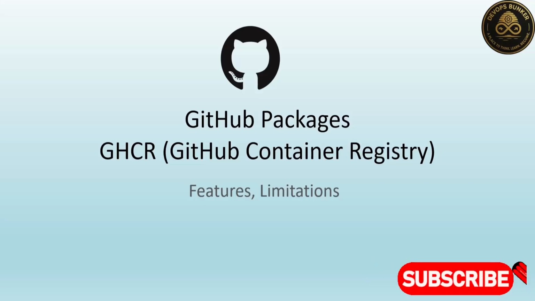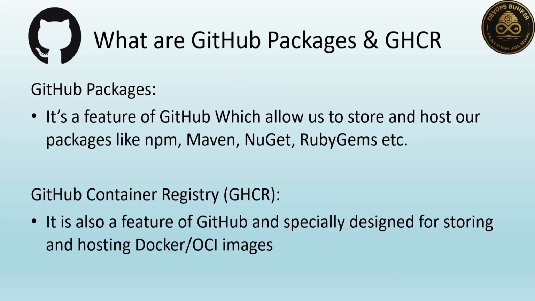So let's start. In this video we are going to learn about GitHub Packages and GitHub Container Registry and their features and limitations. So what is GitHub Packages? It's a feature of GitHub which allows us to store and host our packages like npm, Maven, NuGet, RubyGems, etc. Next one is GitHub Container Registry. It is also a feature of GitHub and specially designed for storing and hosting Docker images. So we will be able to push our Docker or OCI images to GitHub Container Registry.